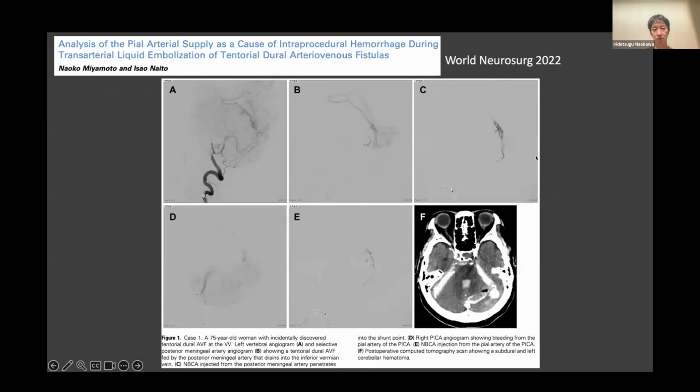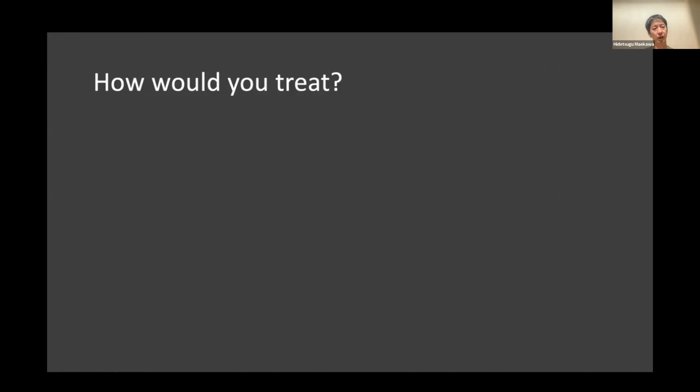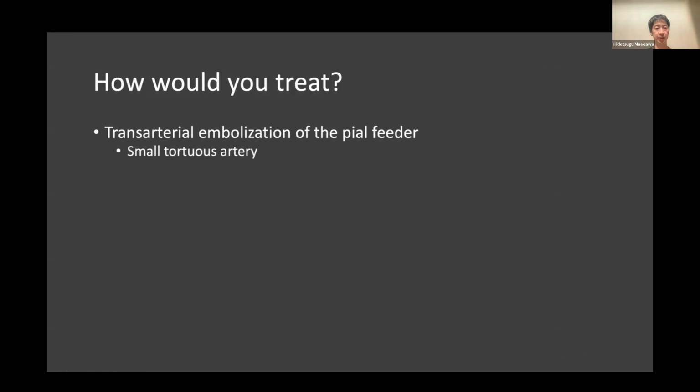And this case is one of those cases. This is a case of tentorial dural fistula. They embolized the fistula through the posterior meningeal artery with NBCA or glue, and then it bled. So they went into the PICA and closed it with the glue. That happens. So how would you treat it? Transarterial embolization of the PL feeder first?